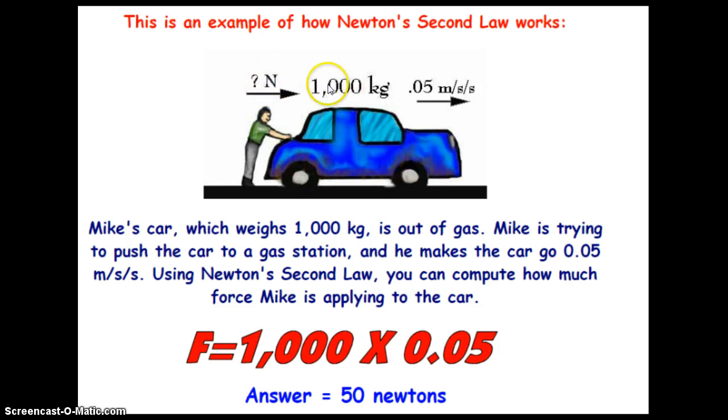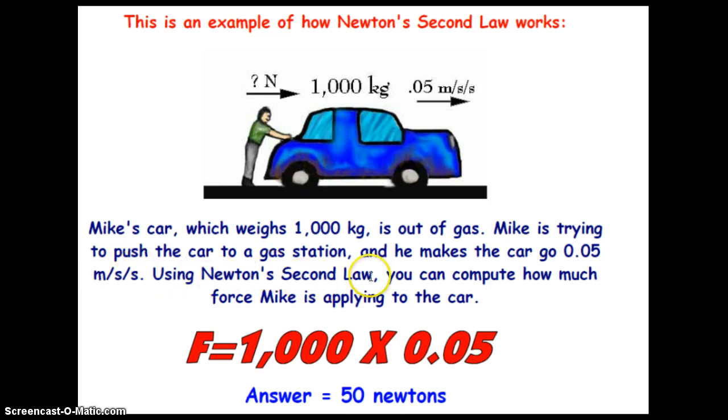So F equals mass of 1,000 kilograms times a, or acceleration, of 0.05 meters per second squared. So Mike's car, which weighs 1,000 kilograms, technically 1,000 kilograms is a mass, so I don't know why it says weighs here. Weight is a force, mass is in kilograms. His car is out of gas. Mike is trying to push the car to a gas station, and he makes the car accelerate at 0.05 meters per second squared.